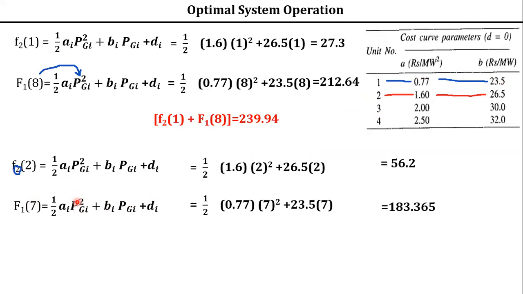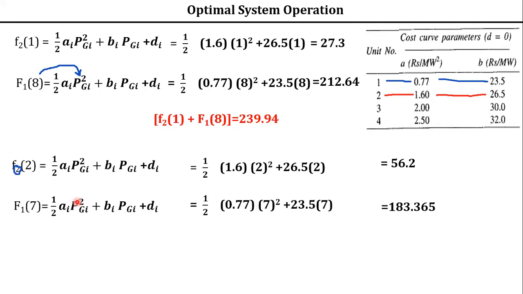You will get the answer as 183.365 rupees per hour. Clear? 183.365 rupees per hour. Hope you understood this one. Now, what is the total cost of this combination?